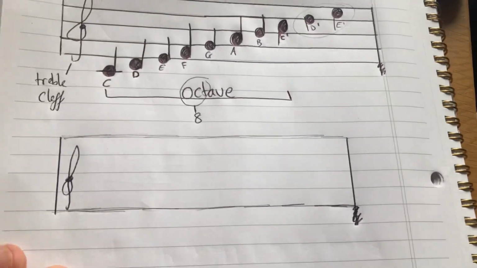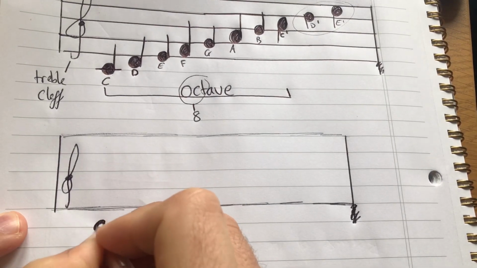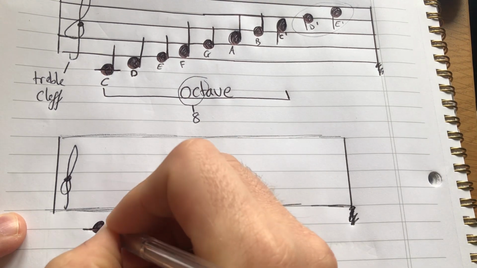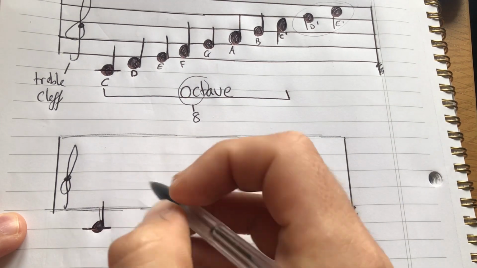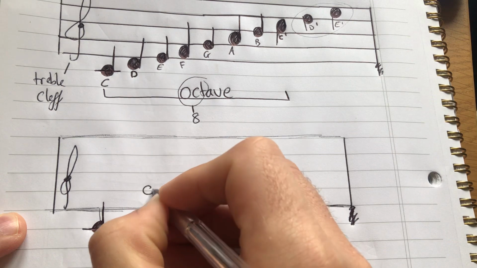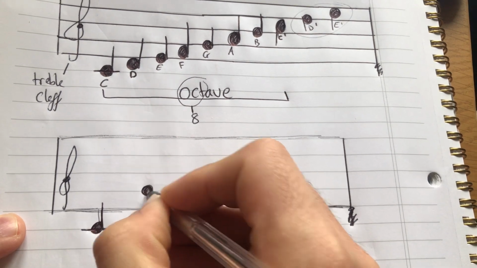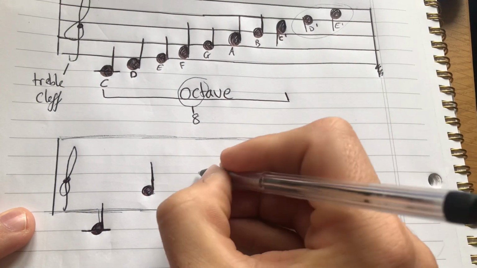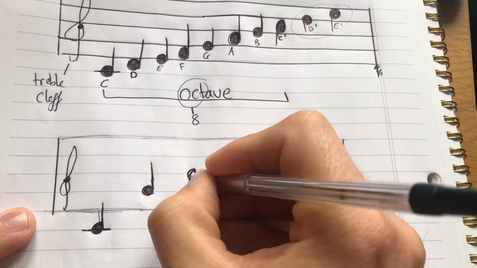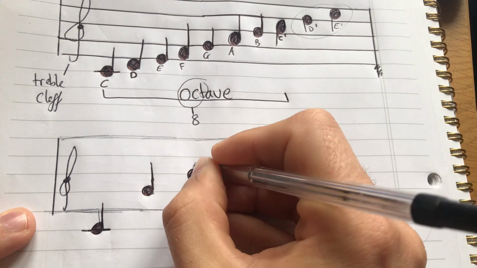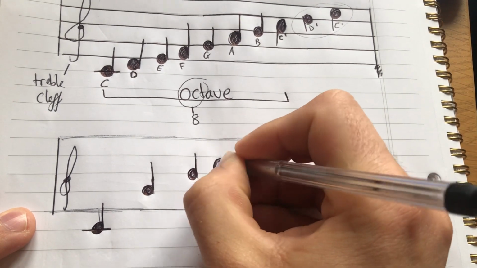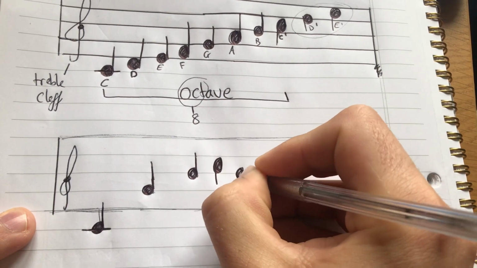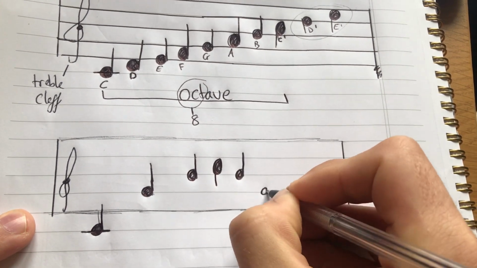So my music is going to go C... And then it's going to go G. You don't have to draw the tails, but I'm going to. Then it was G, which is here. What was it then? B. B. C. B. G.